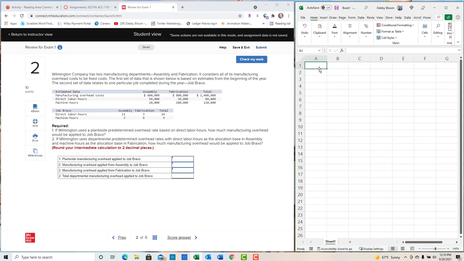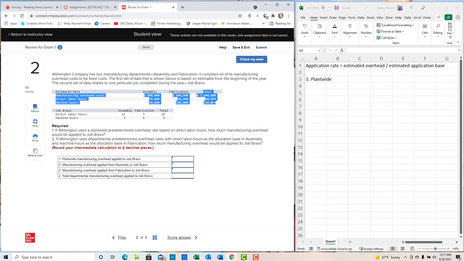So first, the formula for manufacturing overhead is our application rate, which is calculated as the estimated overhead divided by the estimated application base. So if we're looking at a plant-wide rate, we're looking at the total column only. We don't care about assembly and fabrication. We're just looking at this final total column right here.